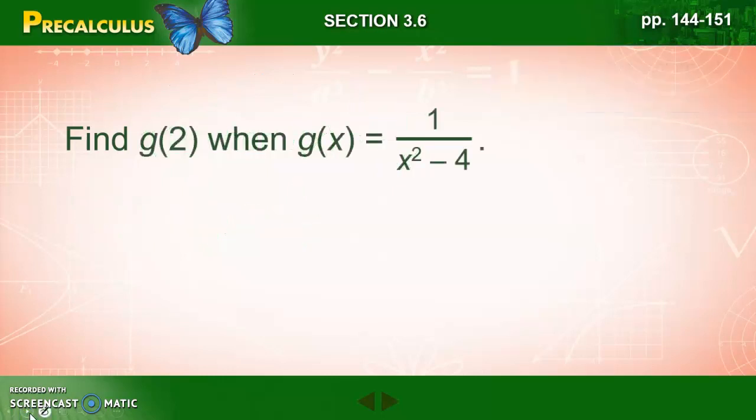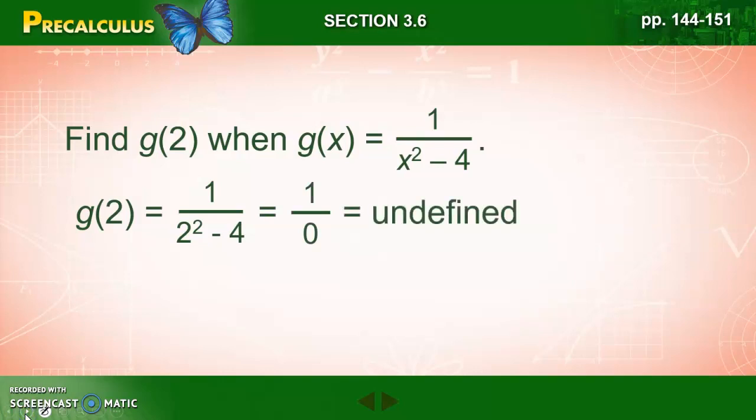Find g of 2 when g of x equals 1 over x squared minus 4. Plug that in, and you get 1 over 0. This is one of those undefined functions, right? If we were graphing this, we would have a vertical asymptote then at x equals 2.